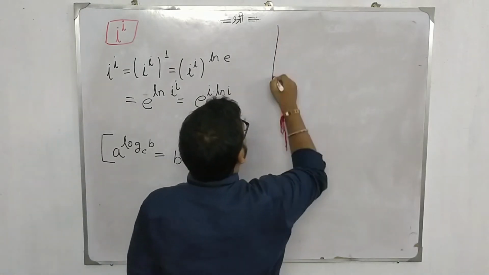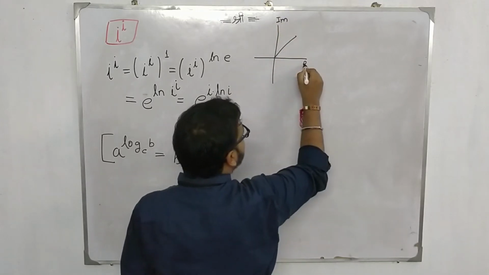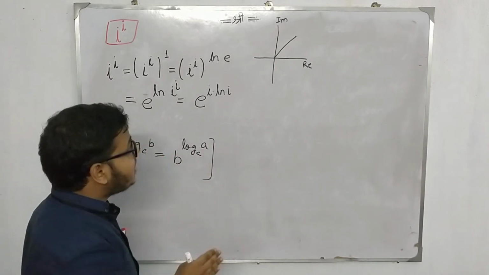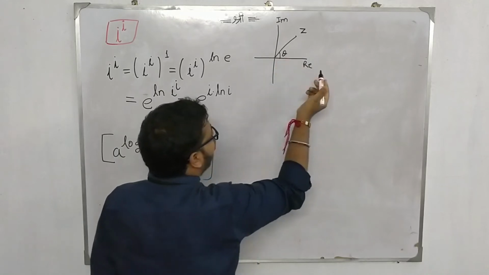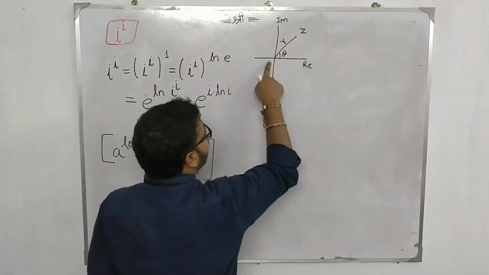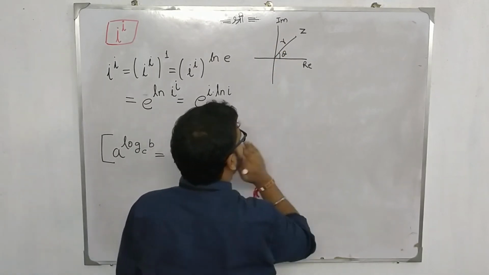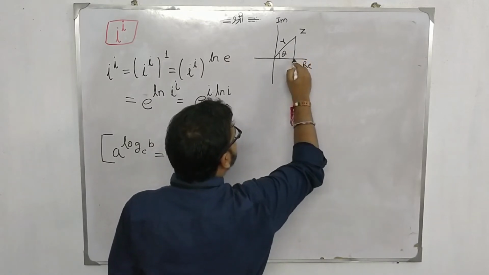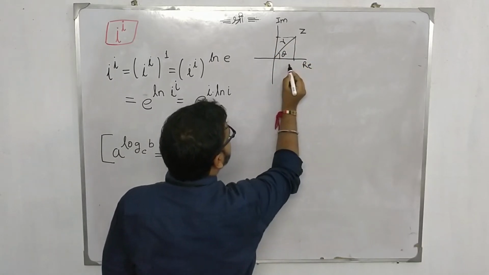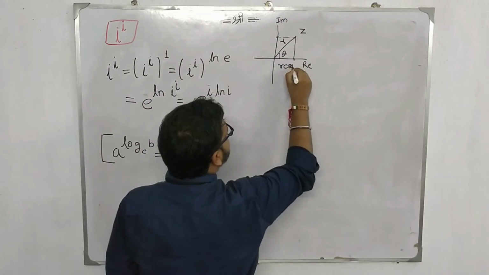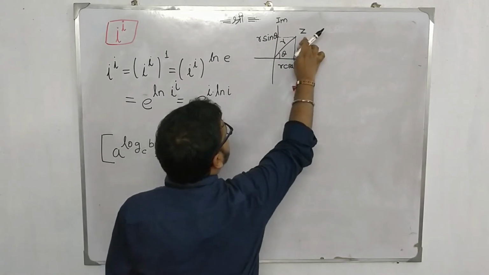Now let us calculate natural log of i. So let us take the Argand plane. Argand plane is a plane in which all the complex numbers are represented. So say this is z, any random complex number which has a distance of r from the origin and makes an angle theta with the real axis. So based on this triangle, this point will be r cos theta and this point will be r sin theta. So these are the two coordinates of z.